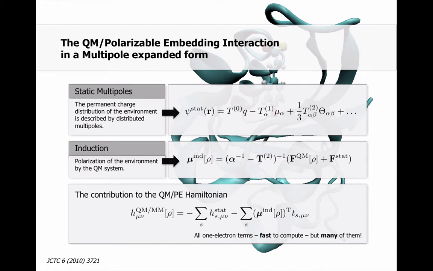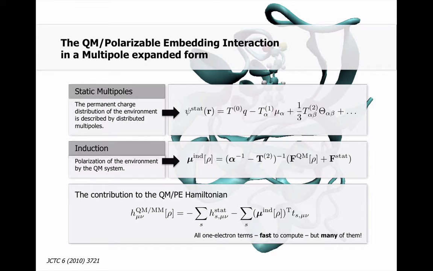Now, this gives rise to the so-called static embedding potential created by the permanent charge distribution from the environment acting now at the parts which we treat using quantum mechanics. In addition, this polarizable embedding model also includes induction effects, meaning that we, in addition to this multipole description, also assign polarizabilities at the same sites in the environment, giving rise to induced dipole moments. These induced dipole moments now describe the induced polarization of the environment due to the presence of the QM system.